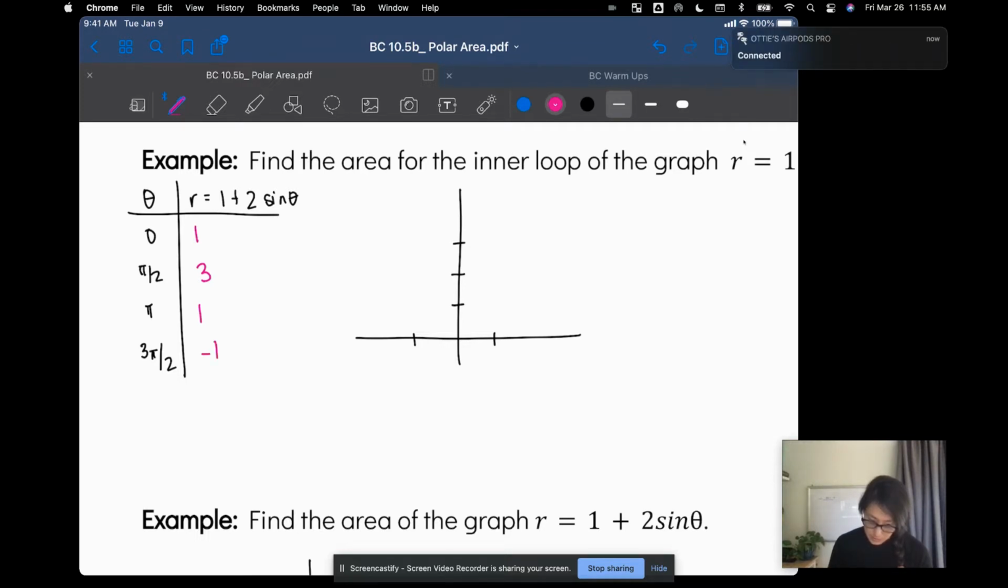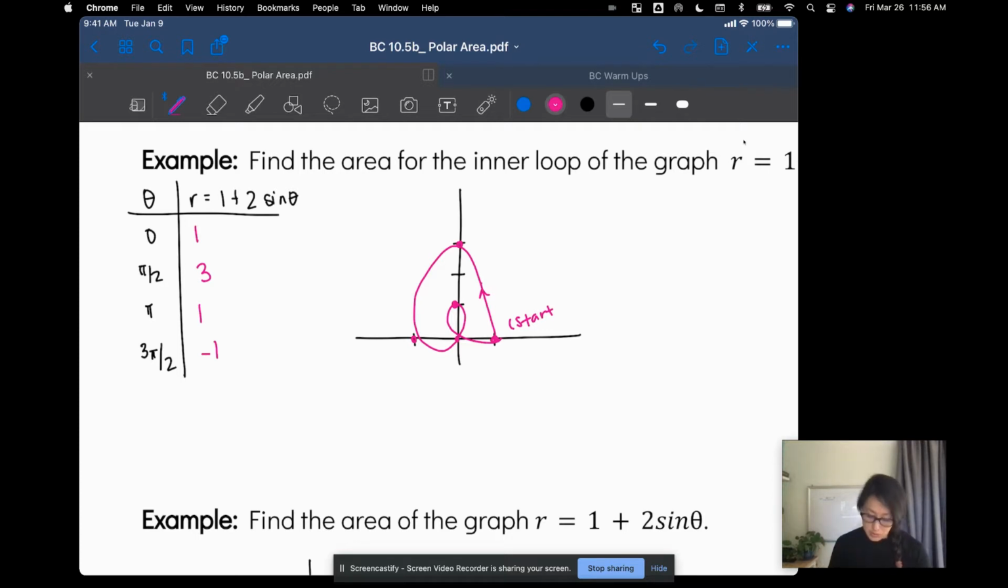Okay, we start at 0, so this is our start. And then we swoop up to pi over 2, 3, and then 3 pi over 2, and then back. So we're moving in this, oops, I graphed that wrong. Okay. So we're moving in this direction, the counterclockwise direction.